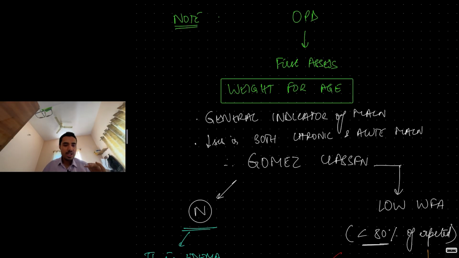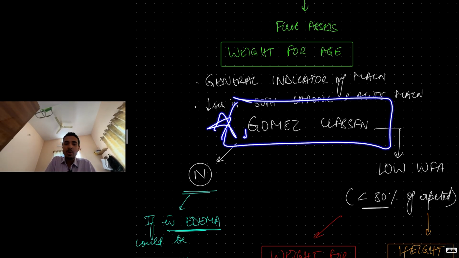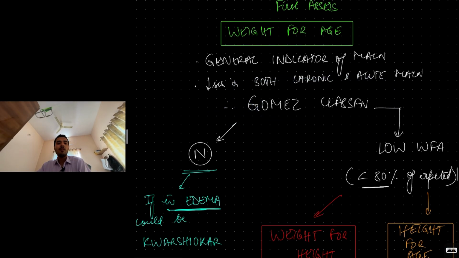So weight for age will be low. Chronic malnutrition also, weight will decrease. So weight for age will be low. So it decreases in both chronic and acute malnutrition. It is the general indicator of undernutrition or malnutrition. That is weight for age. What is the classification for this weight for age? It is Gomez classification. Very very important. Gomez classification is used for weight for age.